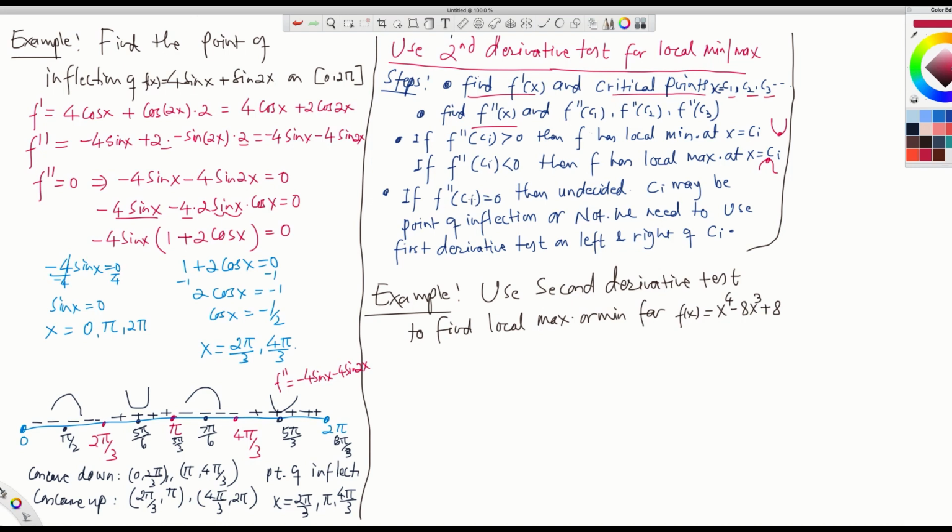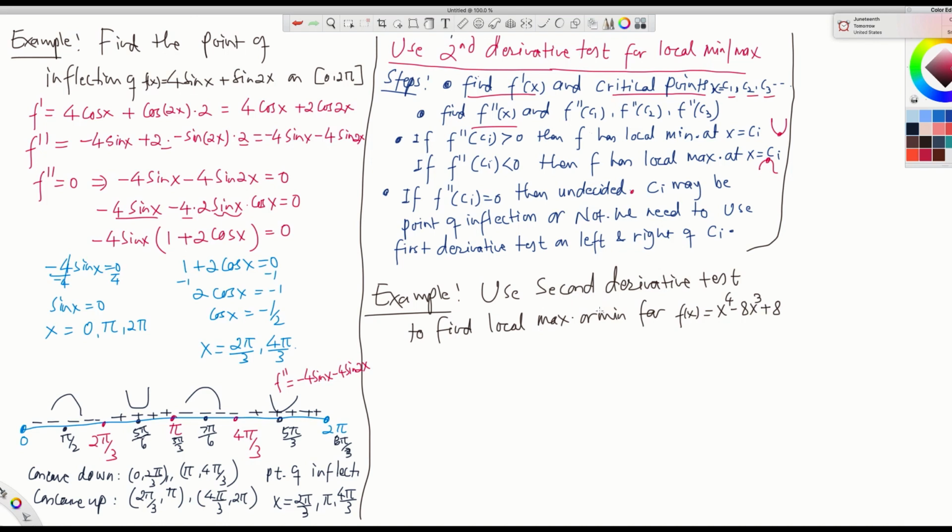If the second derivative equals 0, then it is undecided, we will not know what that will be. Will that be local max, local min, or point of inflection? Because the second derivative equals 0 does not imply the point of inflection directly. We'll have to do more work for that. Ci may be a point of inflection or not. We need to use the first derivative test on the left and right of Ci. We'll have to check whether it is increasing, decreasing, decreasing, increasing, what is happening there, and we will decide from that. Okay, let us do an example.